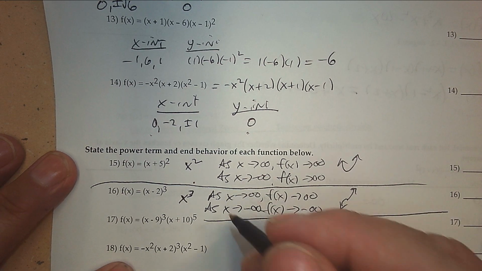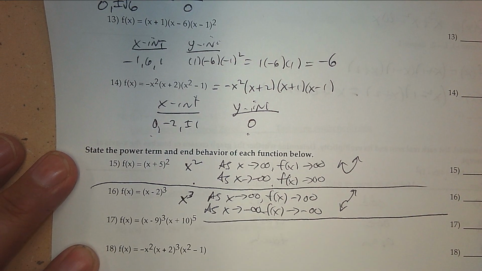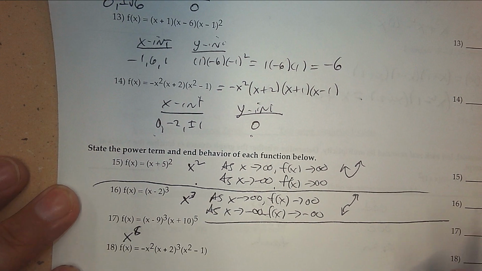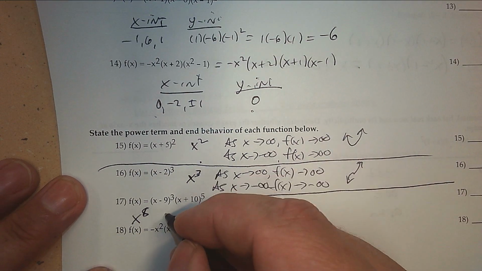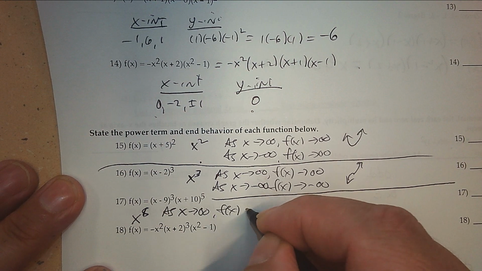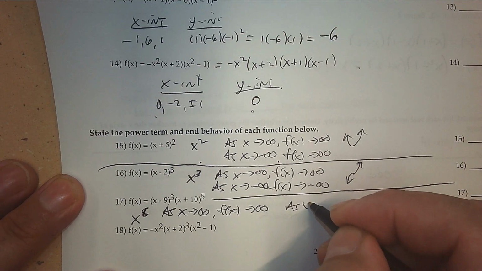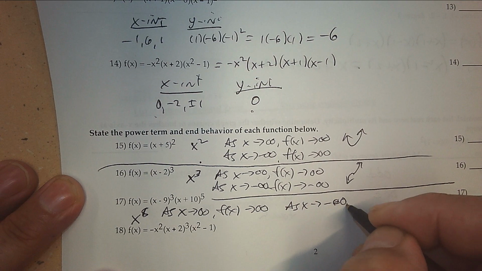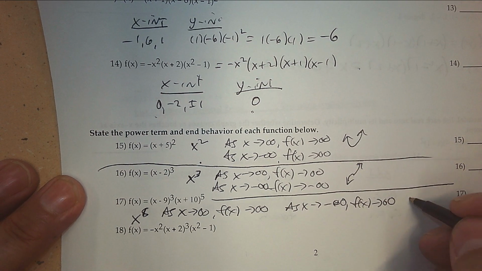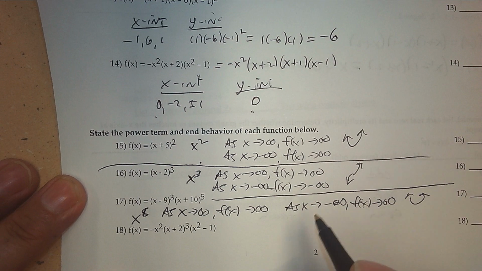For the next one, the power term would be x cubed and x to the 5. So altogether, if we multiply it out, you'd add the exponents and get x to the 8th. So this means as x approaches infinity, f of x approaches infinity. As x approaches -infinity, f of x approaches infinity. Both ends go up, positive with an even exponent.